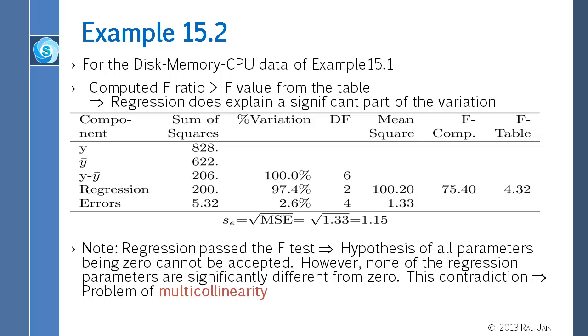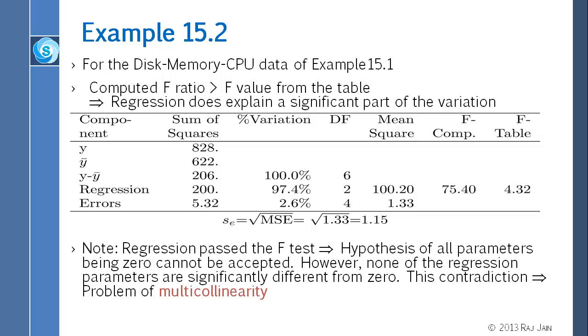Now we write down the degrees of freedom. We divide by the degrees of freedom and we get the mean squares. So the mean square for regression is 200 divided by 2, which is 100, and 5.32 divided by 4 is 1.33. This is the mean squared errors. We take the ratio of those two, and our F value comes out 75.40. The F table says that it should be more than 4.32, so it is more, which says the model is good. So how did we get 4.32?